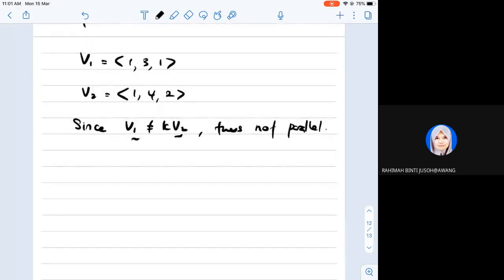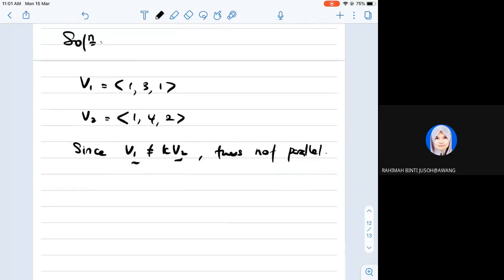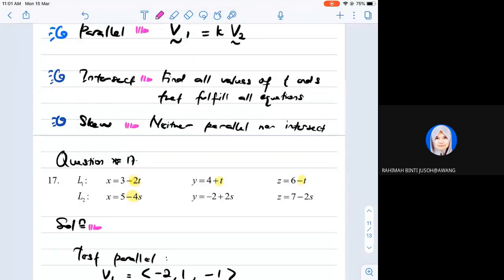Now we test intersect. That was the parallel test. Now we want to test intersect, as I gave in the notes. How do we know whether the two lines intersect? We need to find the values of t and s that fulfill all the equations.